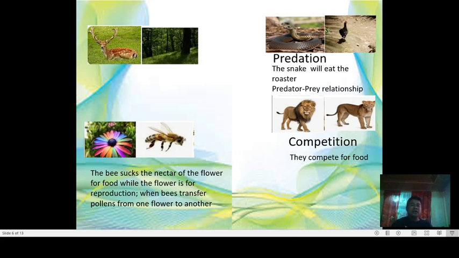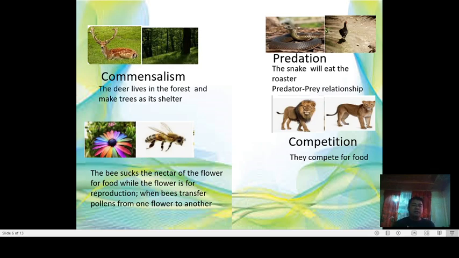Next is the deer and the trees in the forest. What do you think is the relationship of the deer and the trees? It is commensalism. Why? The deer lives in the forest and makes the trees its shelter.